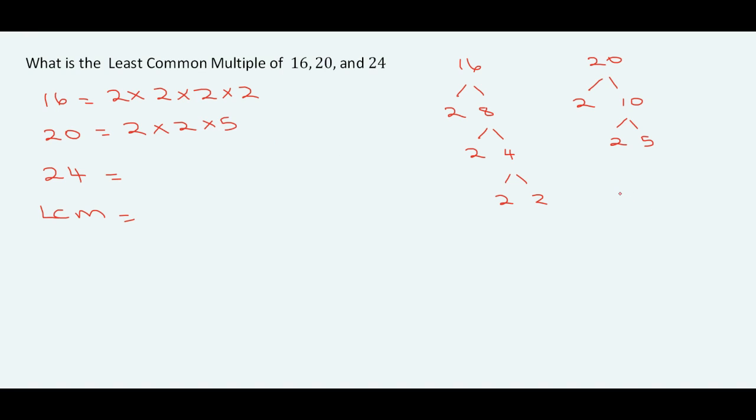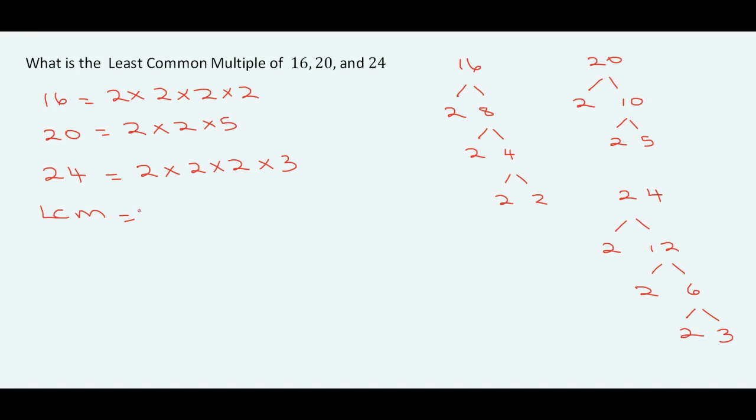Now let's look at 24. We have 2 multiplied by 12. 12 is 2 multiplied by 6. 6 is 2 multiplied by 3. So we have 2 times 2 times 2 times 3. Now, what we're seeing here is we have 3 unique prime factors: 2, 3, and 5.